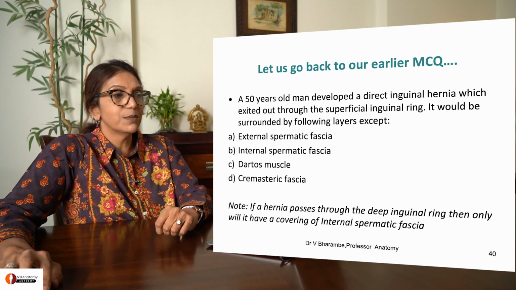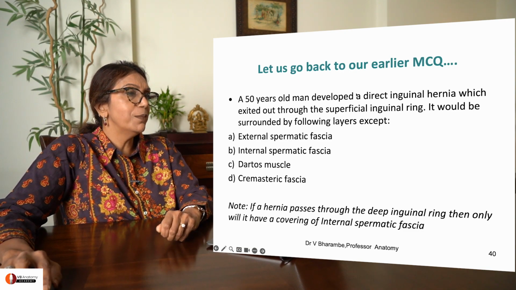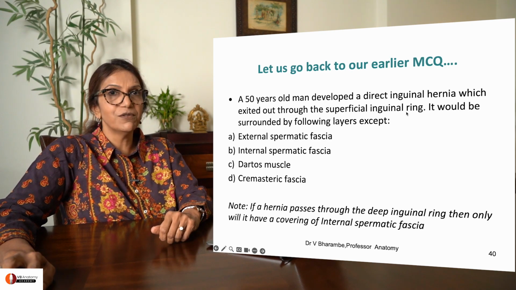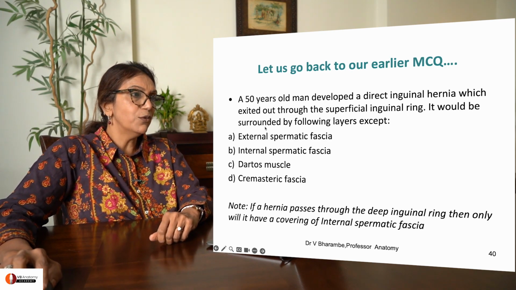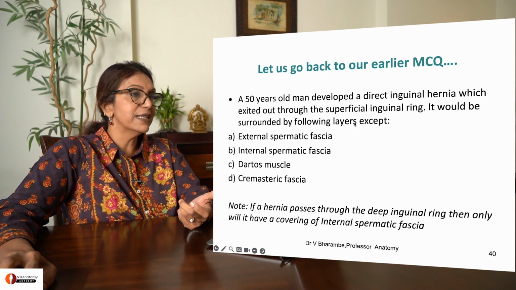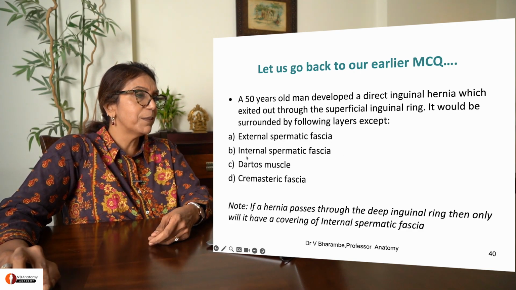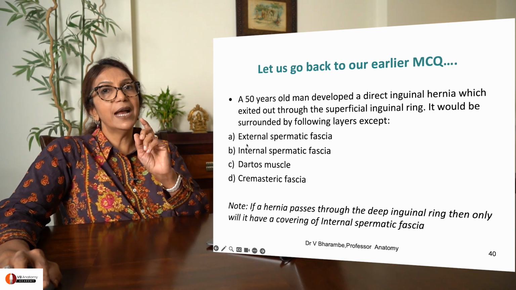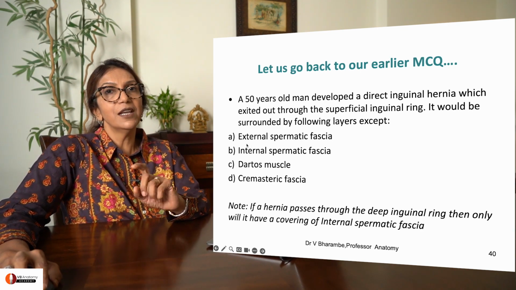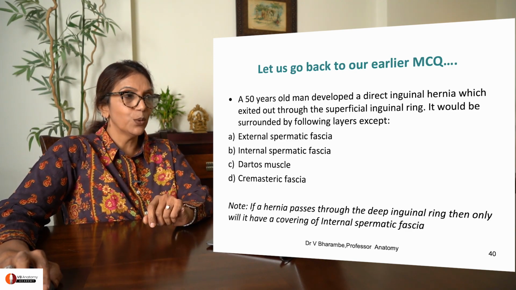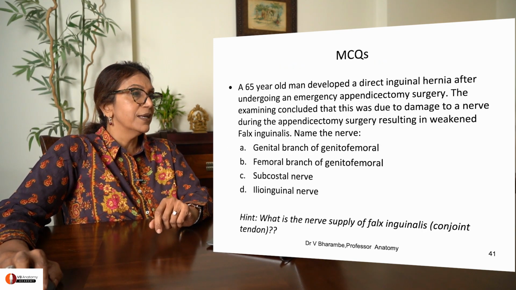Let's try and solve this MCQ now. A 50-year-old male developed a direct inguinal hernia which exited through the superficial inguinal ring. It would be surrounded by the following layers except, since it's direct: it can never have internal spermatic fascia, because that fascia only acts as a covering if the hernia has passed through the deep inguinal ring. Okay, so that's the answer.